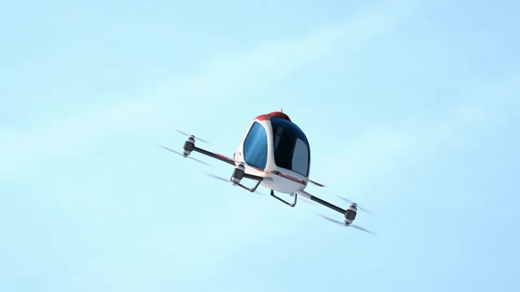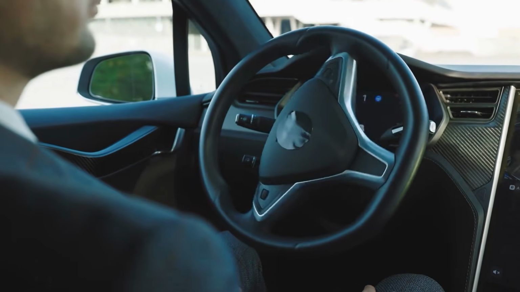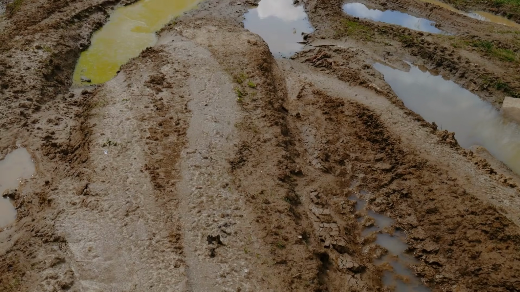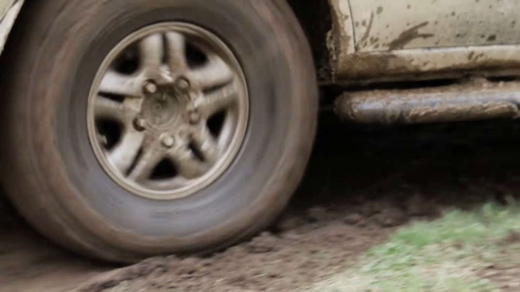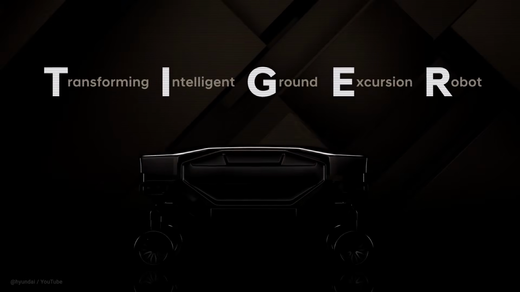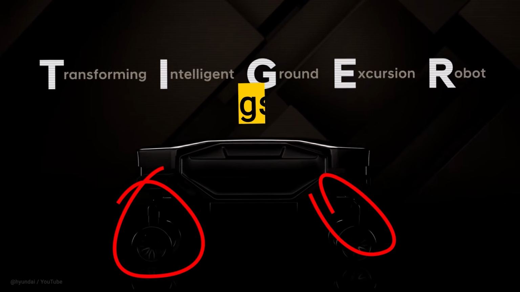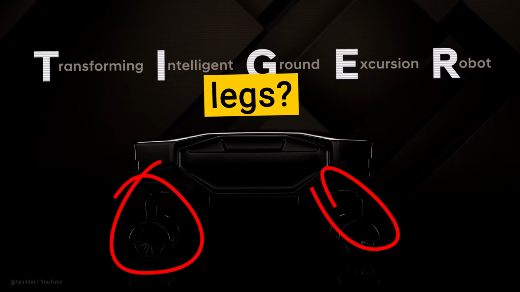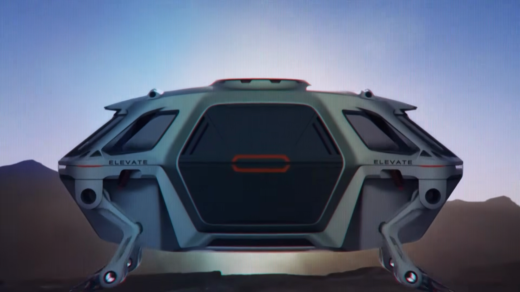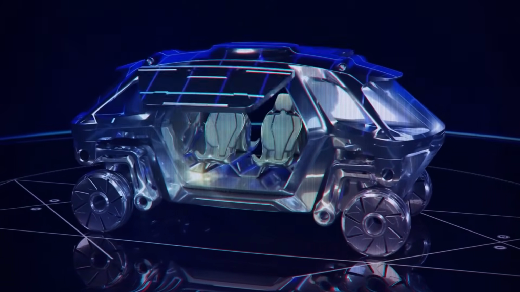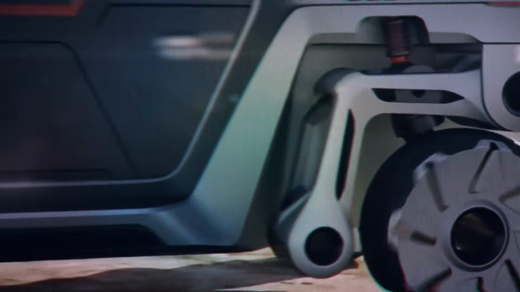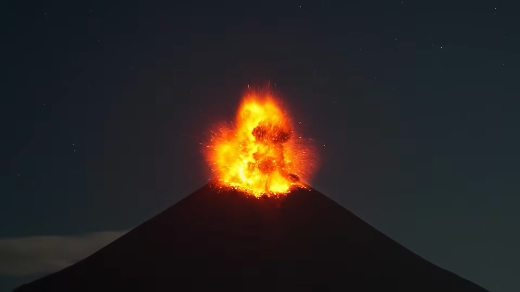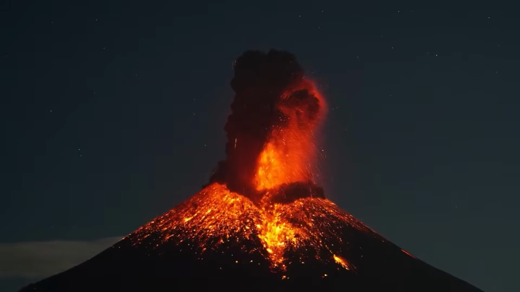Now, air taxis and self-driving cars are great for flying high or cruising on smooth roads. But what happens when you need to navigate through rough terrain like mountains, mud, or swamps? Enter Hyundai's incredible innovation, a futuristic car that's ready for any challenge. Instead of wheels, this amazing vehicle has legs. This walking vehicle can tackle tough landscapes with ease and comfort. Each leg is designed with joints that bend, allowing it to conquer everything, from steep hills to the summit of a volcano, hopefully not when it's erupting.